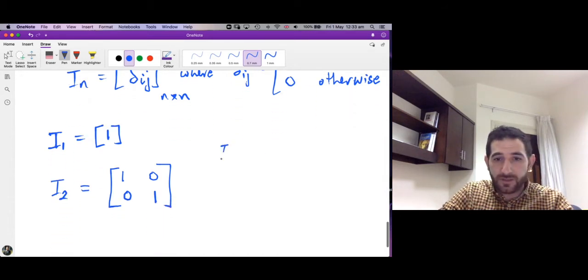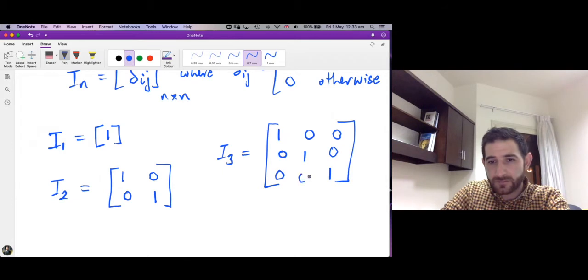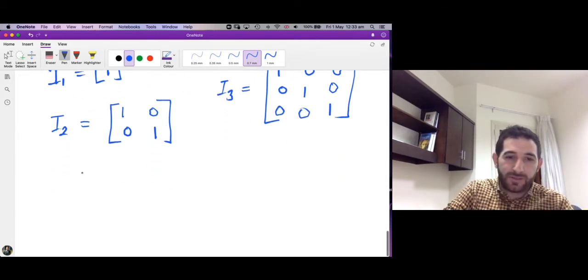Okay, let's see what is I3. This is the matrix of dimension 3 by 3, in which the main diagonal is 1 and all other entries are zeros. So these are the identity matrices. So for every n we have one identity matrix.